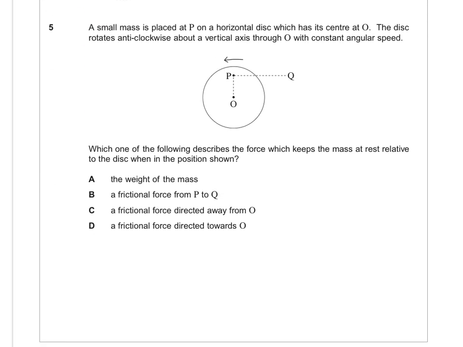A small mass is placed at P on a horizontal disk, which has its centre at O. The disk rotates anti-clockwise about a vertical axis through O with constant angular speed. Which one of the following describes the force which keeps the mass at rest relative to the disk when in the position shown? If it's going in circular motion, there needs to be some kind of centripetal force, and friction is going to supply that. So essentially we're going to have a frictional force directed towards O to keep it in circular motion so it follows with the disk.